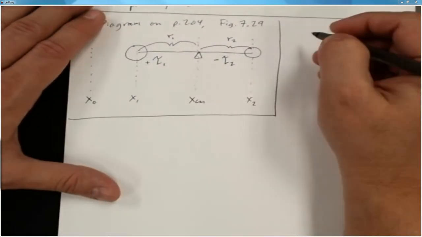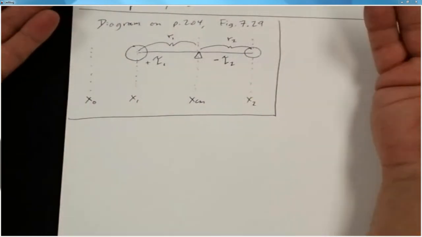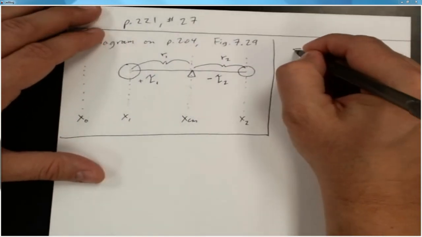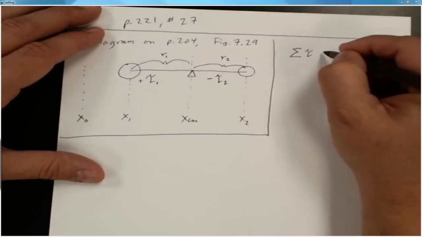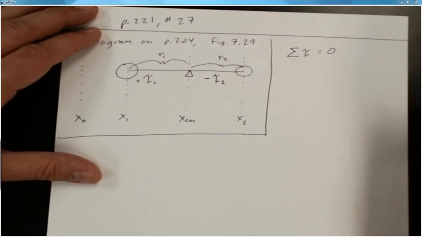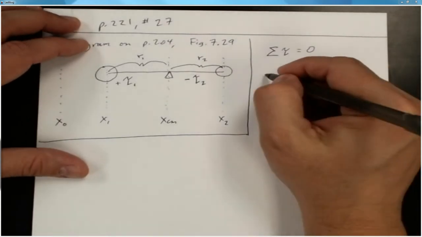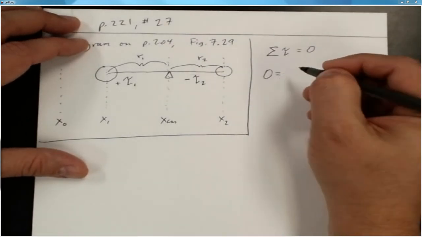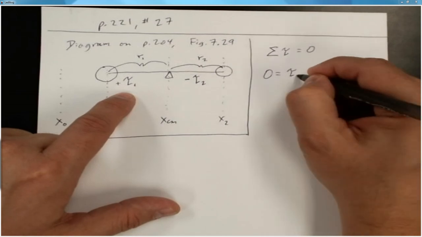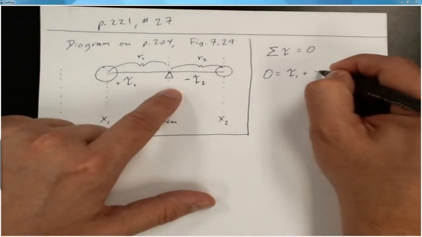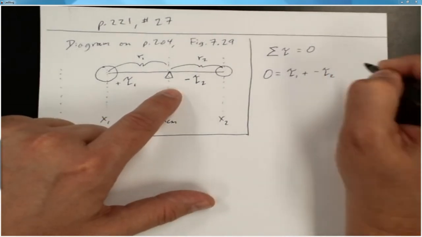I just said verbally a couple minutes ago that the torques have to be balanced. Therefore, the sum of all torques that are present must be equal to 0. So 0 is going to be equal to the sum of my torques, and the torques present are torque 1 and torque 2. So torque 1 plus a negative torque 2.